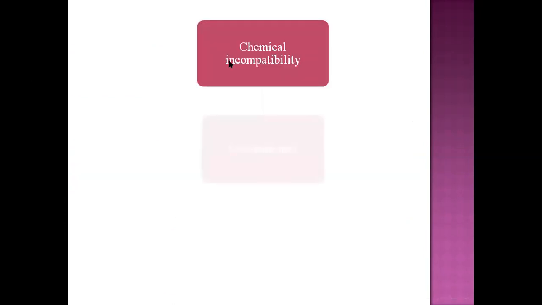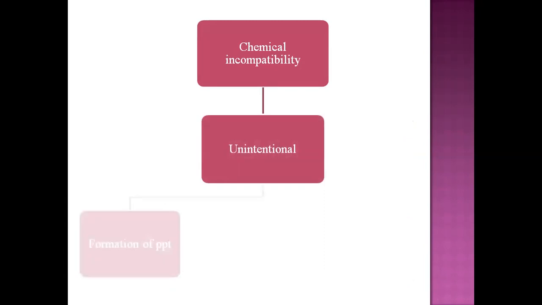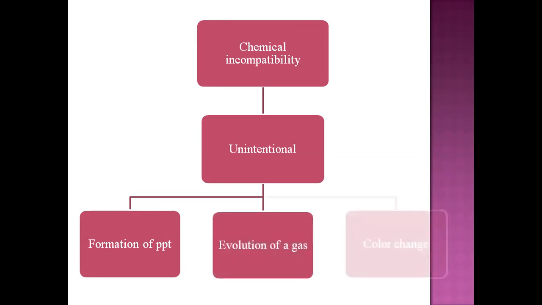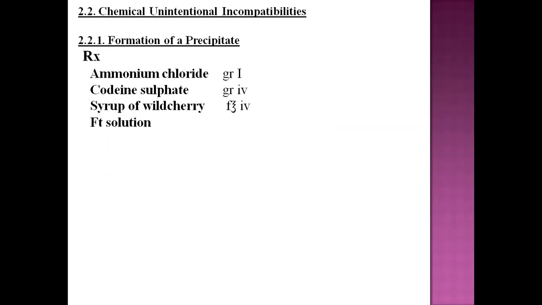Another thing is chemical incompatibility unintentional. This means that a chemical reaction is going to take place without my intentions, and I do not know that this chemical reaction will take place. This can be classified into formation of a precipitate, evolution of a gas, and a color change. Okay, the first type is formation of a precipitate.